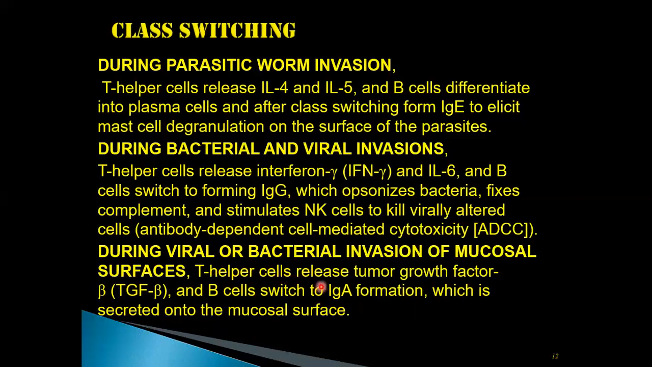This is a very important point. So the T helper cell releasing transforming growth factor beta, the B cells transform into plasma cells which release immunoglobulin A, and this immunoglobulin A then along with the secretion of the gland will come onto the surface. If the T helper cells are secreting gamma interferon, here it was transforming growth factor beta, and here it is gamma interferon and interleukin 6.